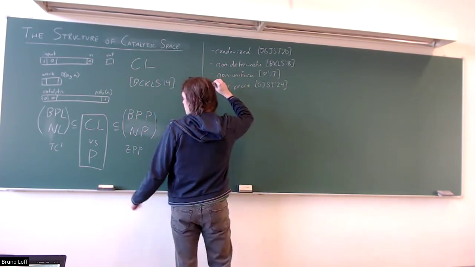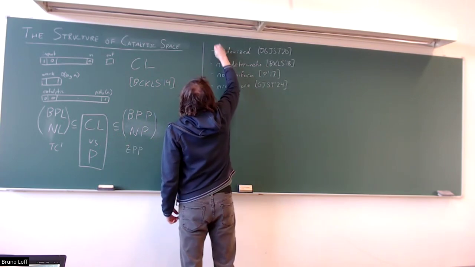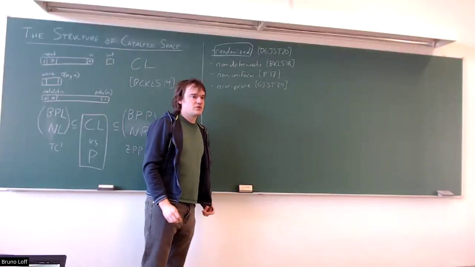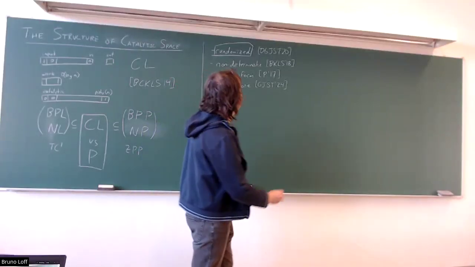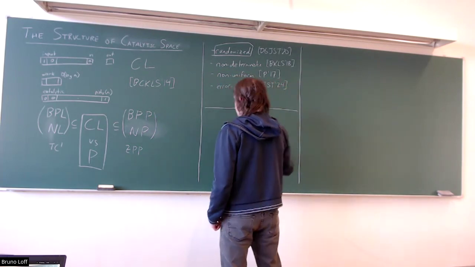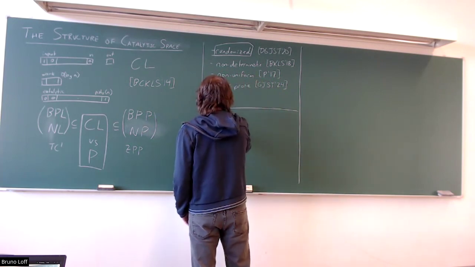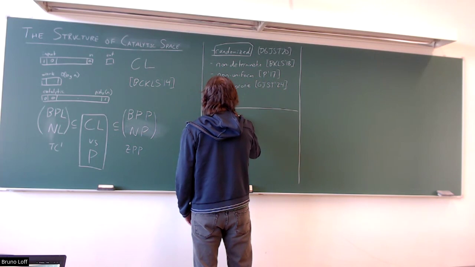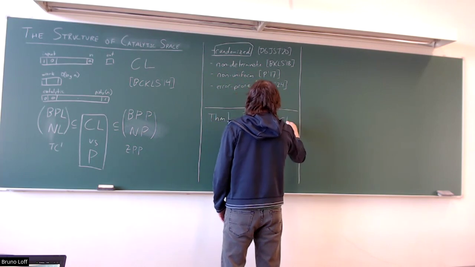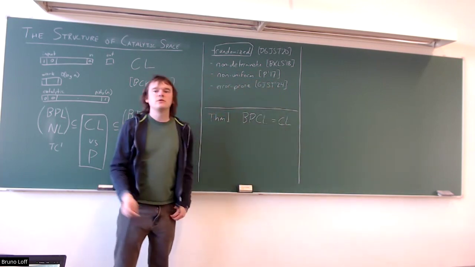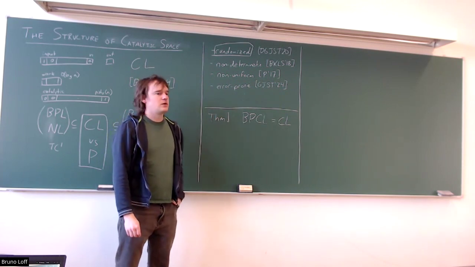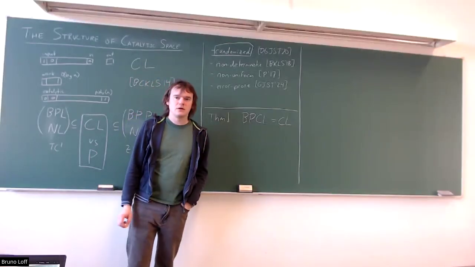But for today, we're going to be talking about two things. We're going to be talking about CL versus P, and we're going to be talking about randomized catalytic computation. Those are going to be the results that we're going to be focusing on today. And I'll just actually state the two main results before we move any further. First is that we can totally derandomize catalytic space. So randomness is not an additional resource to a catalytic machine.